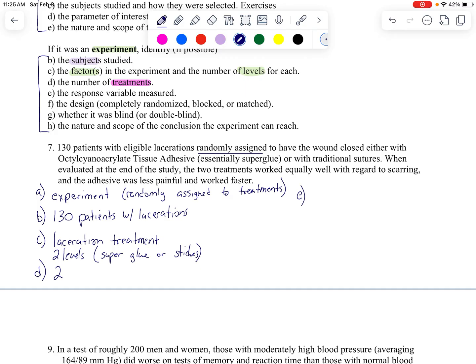Okay, E. The response variable. So again, what am I measuring in the end? If we highlight the things that we need, the response variable, what is measured at the end? So what did we measure in the end? We measured their scarring, pain, and speed.